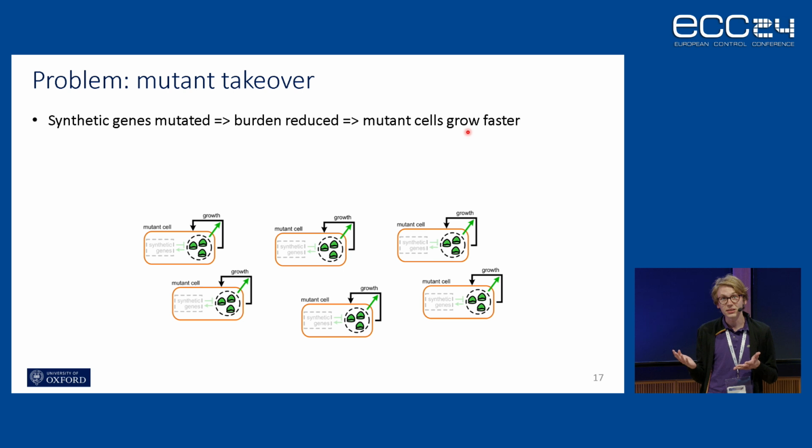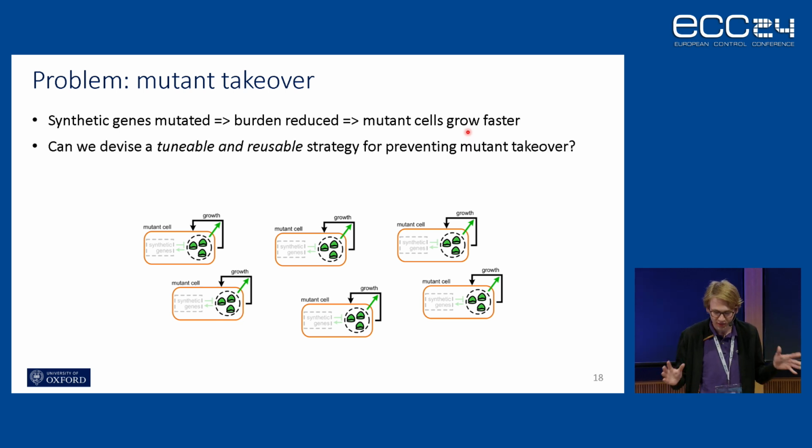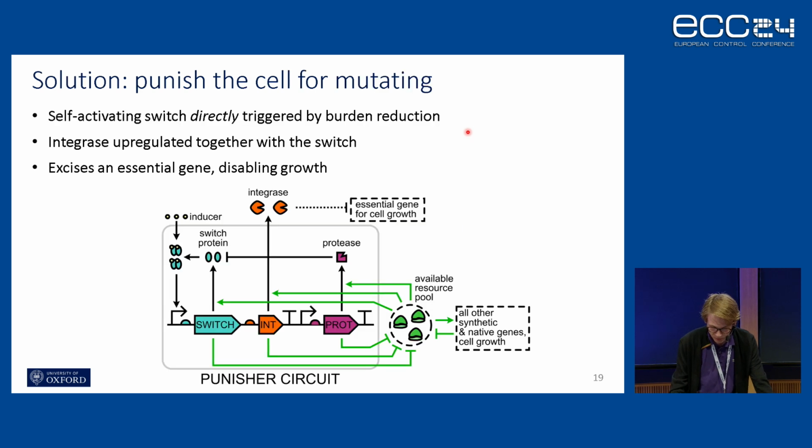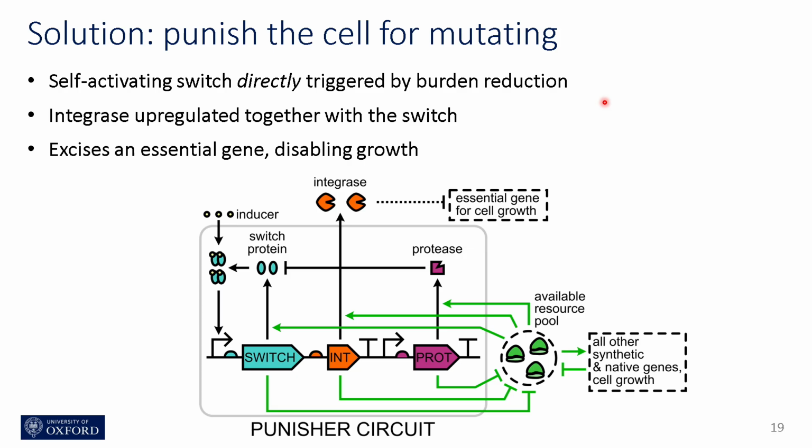Now, as we have also seen, some clever design choices can allow us to tackle these problems, but coming up with creative solutions every single time is really effort-intensive. So we could really benefit from some kind of strategy that would be tunable and reusable across different applications with minimum changes. To this end, we propose the Punisher biomolecular controller, which consists primarily of a self-activating genetic switch, that is a protein which, upon chemical modulation, promotes its own synthesis.